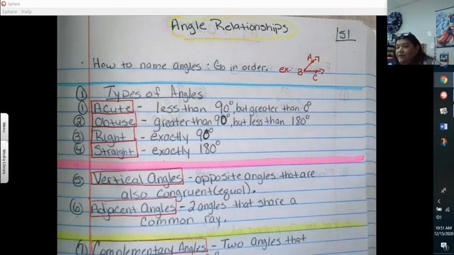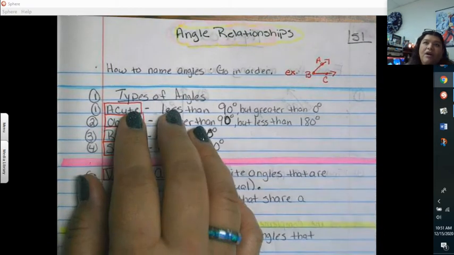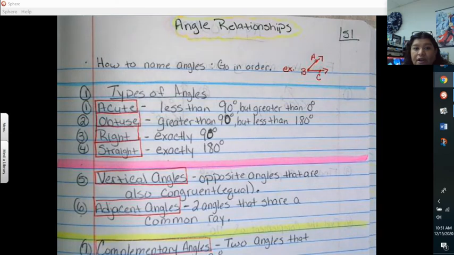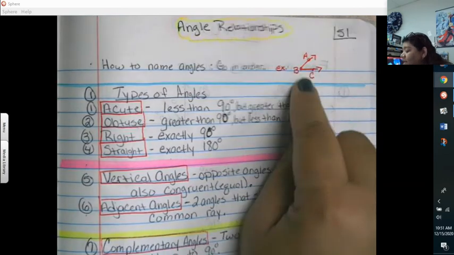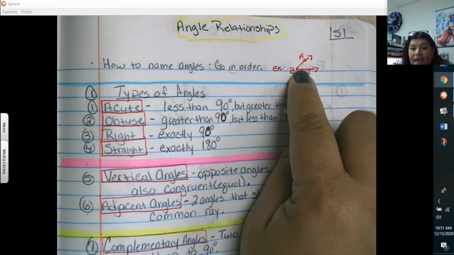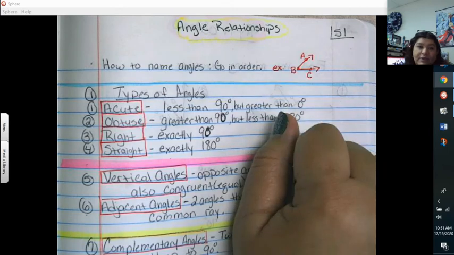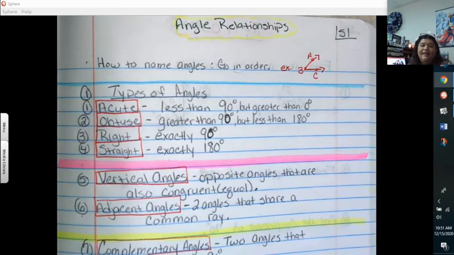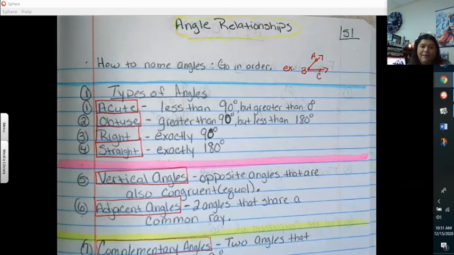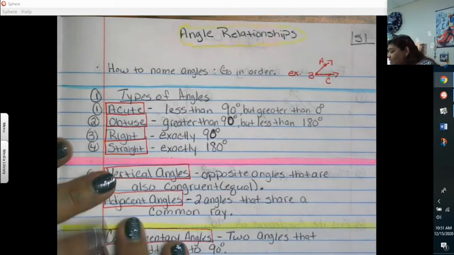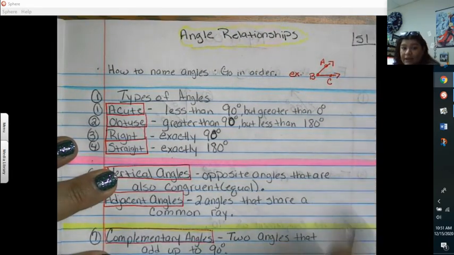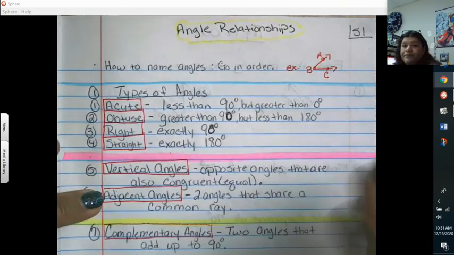So what are angles? Angles are going to be two rays that share a common endpoint. So if you look here, there's ray BA, there's ray BC, and they share the common endpoint B, and that's how you create an angle, okay? Now, there are a few ways you can name an angle, but you have to go in order, kind of like connecting the dots, like I said the other day, okay? So I'm going to go over the ways you can name them, all right?